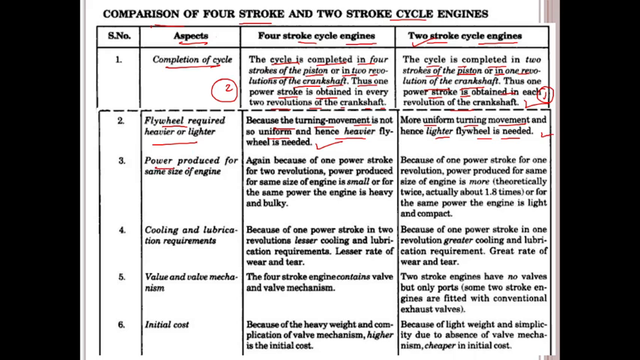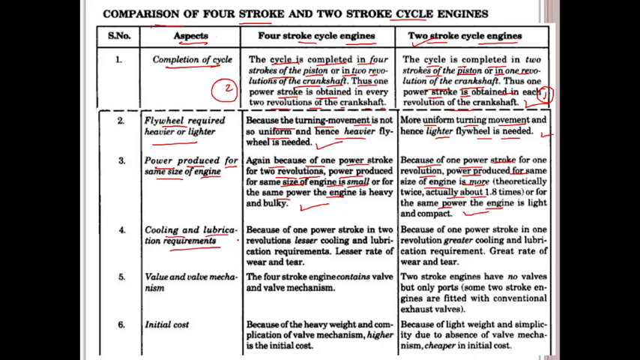Another classification is the difference in power produced for the same size of engine. Because of 1 power stroke for 2 revolutions, the power produced for the same size of engine is small, or for the same power the engine is heavy and bulky. Here, because of 1 power stroke for 1 revolution, the power produced for the same size of engine is more. In 2-stroke, more power, actually about 1.8 times, or for the same power the engine is light and compact.